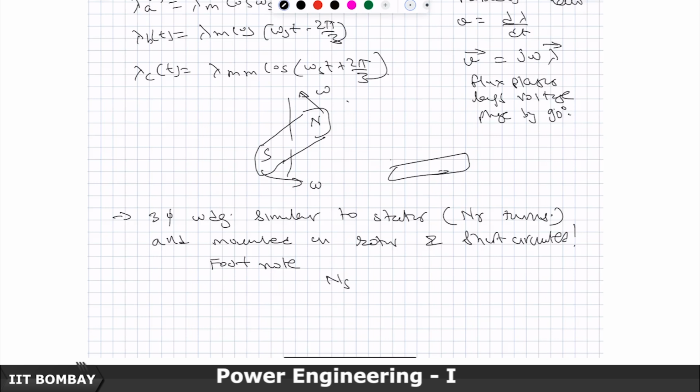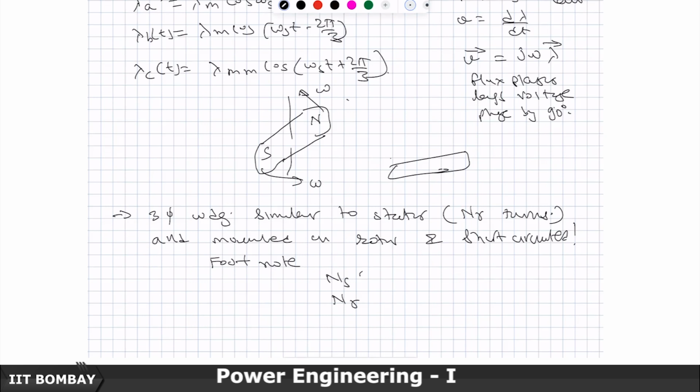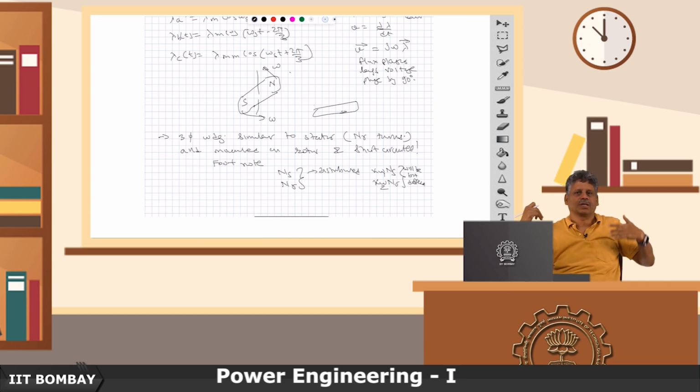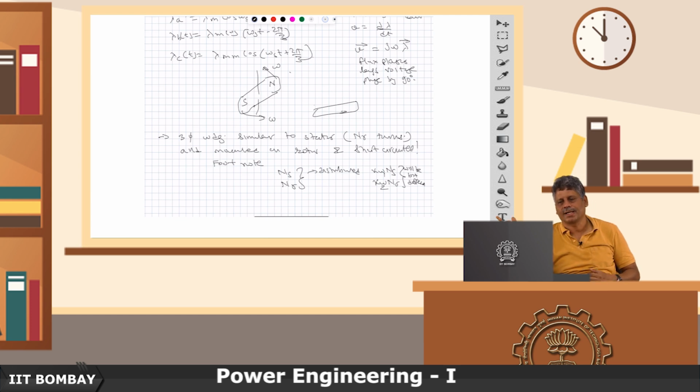This NS is actually the number of turns and NR the number of turns, but because they are distributed, you will have an effective number of turns due to the winding factor etc. The winding factors Kw1, say Kw2, will be a bit different. So, it is not just the actual number of turns, but the effective number of turns that we should be talking about with respect to the stator and also with respect to the rotor.